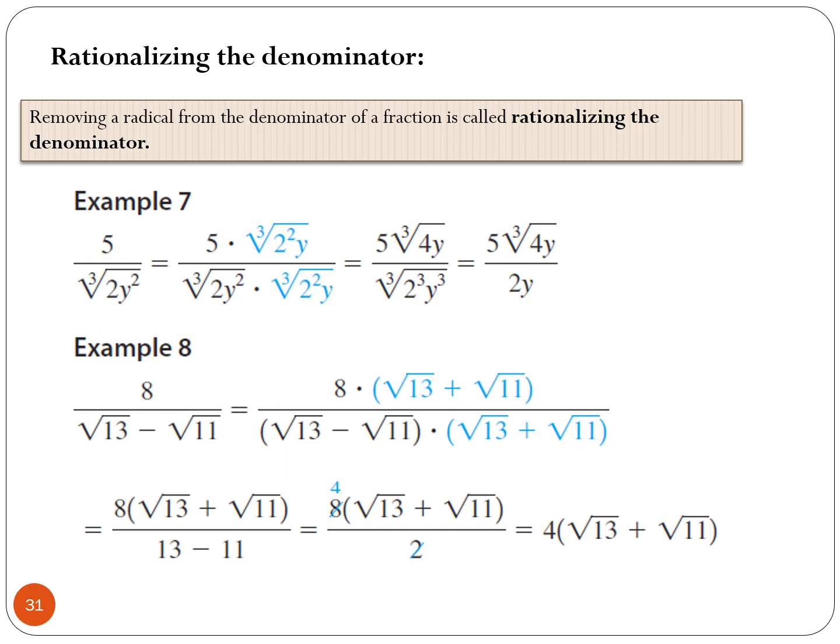For example, 5 divided by the cube root of 2 times y squared. Now the idea of rationalizing the denominator is to rewrite the expression in a way that the denominator does not have a radical. This is called rationalizing the denominator. If I want to start in example 7, I have 5 divided by the cube root of 2y squared. I want to rewrite this expression so that the denominator does not have a radical.